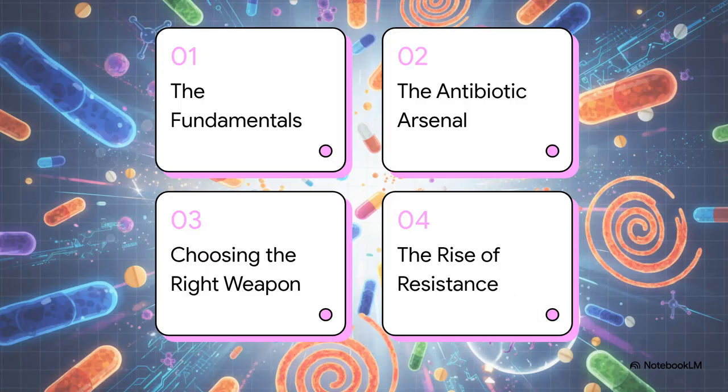So here's our game plan. We're going to break this down into 4 key sections. First up, the fundamentals. Got to know the basic rules of engagement, right? Then we'll open up the antibiotic arsenal and see what we're working with. After that, we'll talk strategy. How do we choose the right weapon for the job? And finally, we'll tackle the biggest challenge on the horizon, the rise of resistance.